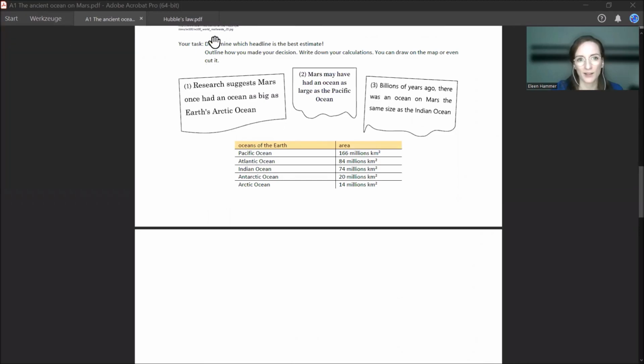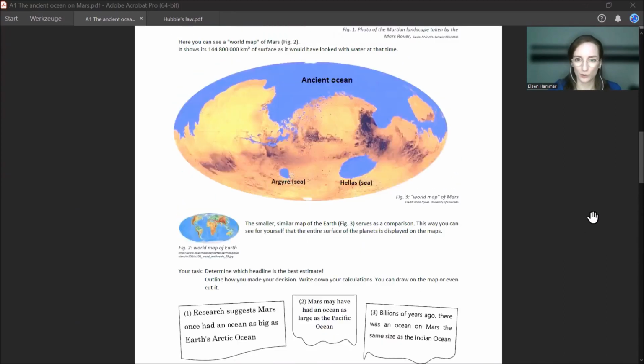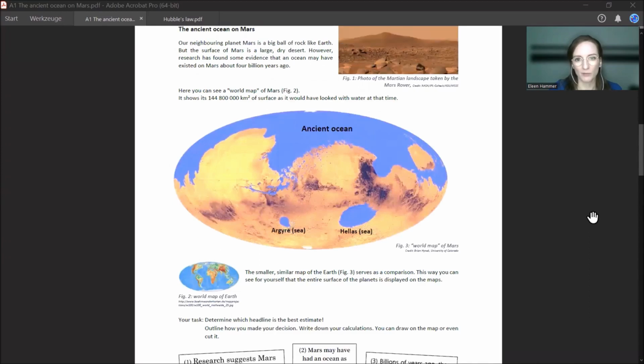And the actual task are these 3 lines here. The task is to find out the size of the ocean, meaning the surface area, and then also compare it to the oceans of our Earth. So there's one solution, but it's still an open problem because there are many ways to get to that solution.